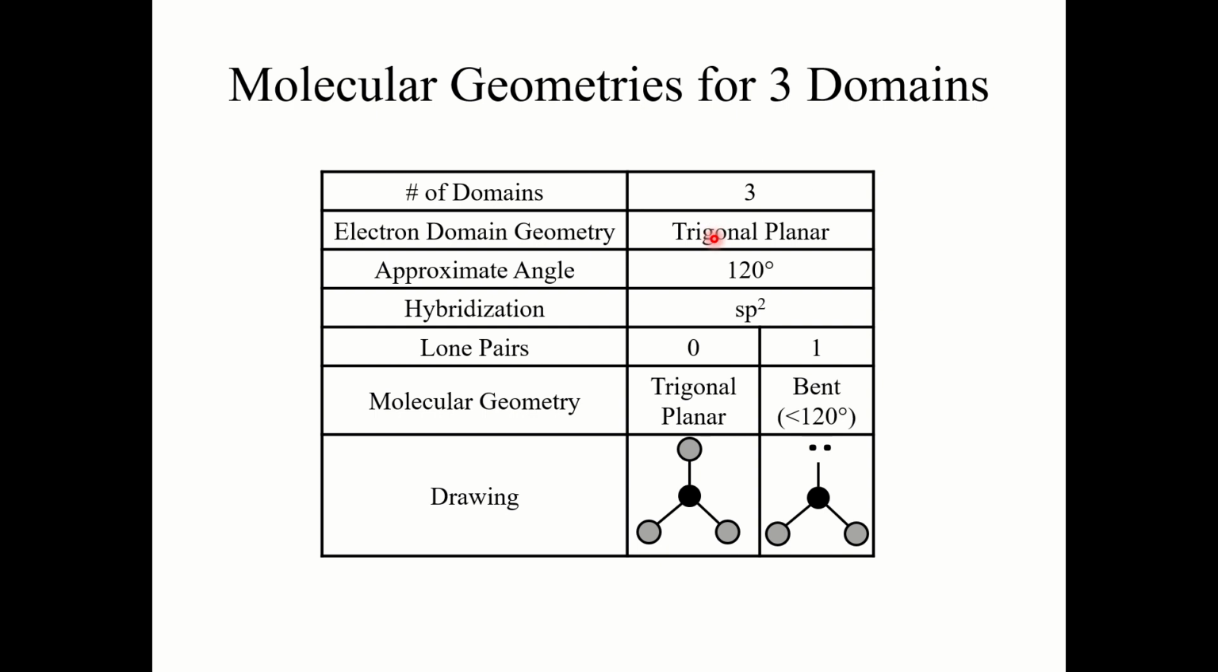So 3 electron domains gives a trigonal planar electron domain geometry, 120-degree bond angle. Hybridization, we'll learn about that in chapter 5, so don't worry about that right now. If you've got 0 lone pairs, the molecular geometry matches the electron domain geometry. This goes for all the examples we're going to look at. If the molecule has no lone pairs, the molecular geometry matches the electron domain geometry. If you've got 1 lone pair, the geometry is what's called bent 120. This lone pair will cause these bonds to be slightly closer to one another, which will cause the bond angle to be a little less than 120 degrees.